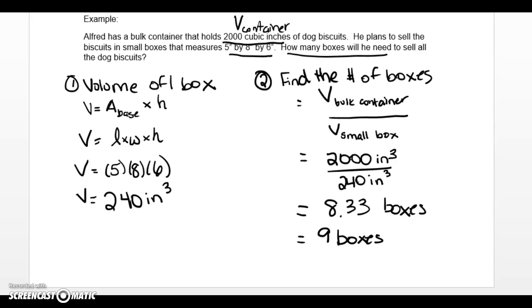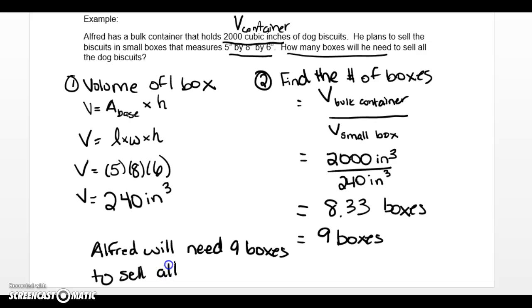Our last step, just to finish off that question, is to write a sentence for that word problem. So we could say that Alfred will need 9 boxes to sell all of the dog biscuits.